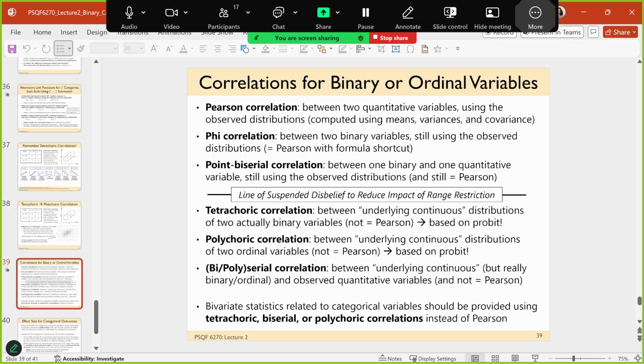Okay, did I get all the questions? Polychoric is ordinal with ordinal. All right, anything else before we wrap up for the week?